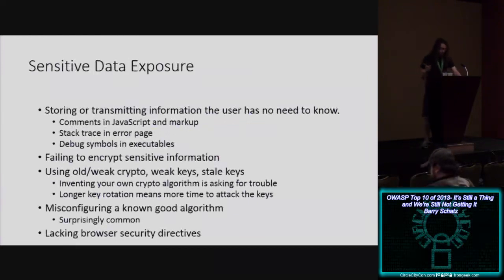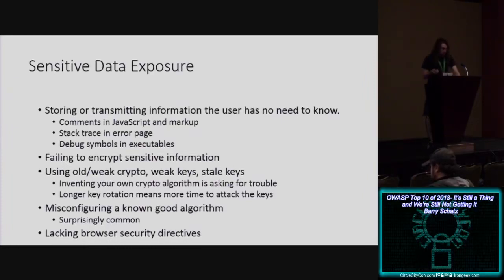Although the next slide's a pretty good one. Now we're getting to sensitive data exposure, which does dovetail nicely with certain config issues such as not using encryption. If you're storing or transmitting information that the user has no need to know, you're asking for trouble. This includes things like comments in JavaScript and markup even. If you're, say, dumping a stack trace because there's a bug you didn't know about in your website, well, this is giving an attacker a lot of information into the internals of your website. And this gives them ammunition that you really don't want them to have.